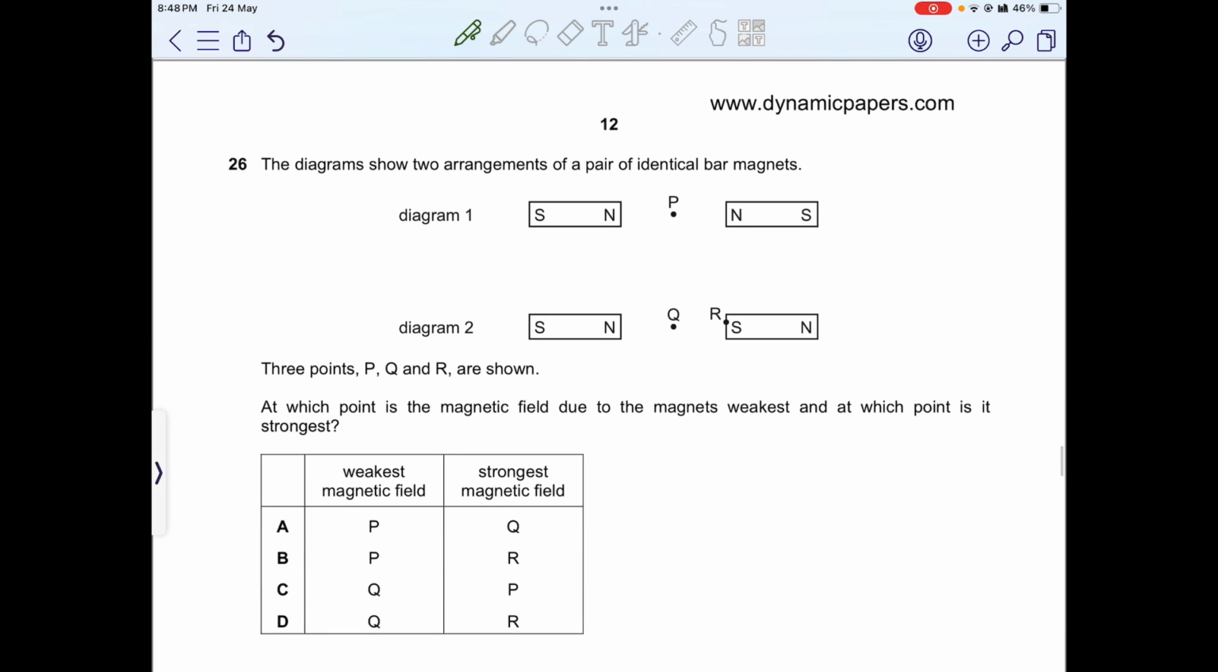The diagram shows two arrangements of a pair of identical bar magnets, and there are certain points given, which include P, Q, and R. At which point is the magnetic field strongest and at which point is the magnetic field weakest?